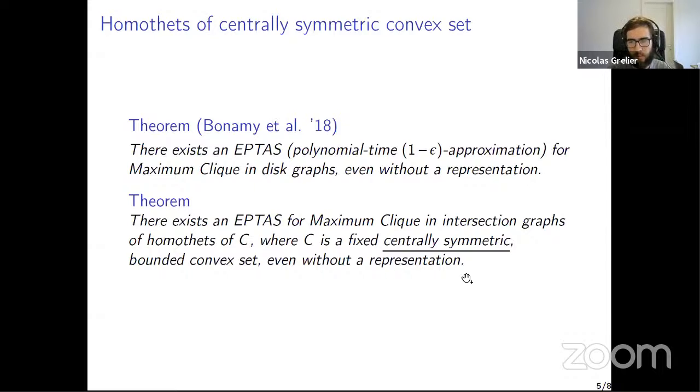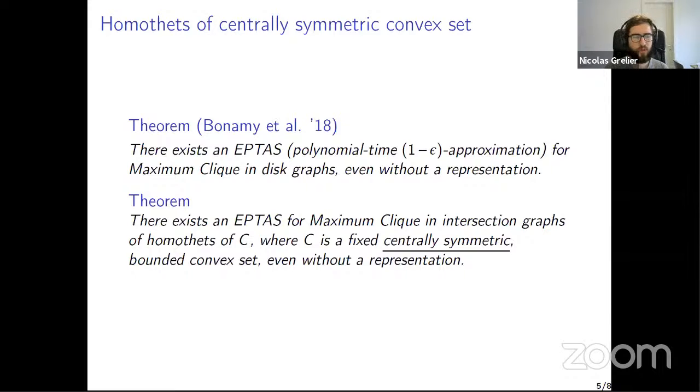However, for this theorem, we have a C that is bounded, convex, but also centrally symmetric, meaning that there is a point in C such that C has central symmetry around this point. And if you don't have this condition, we actually don't know what you can do.